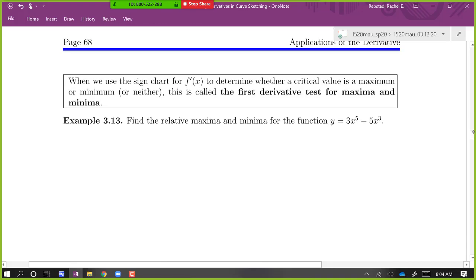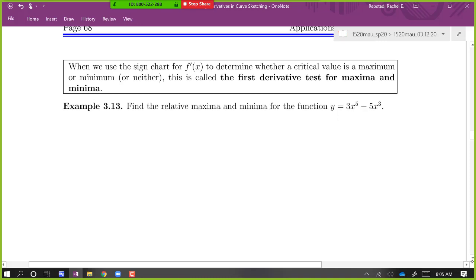It's important to note that the sign actually has to change. It's possible to have a 0 derivative, but the sign doesn't change. Like it could go from negative to 0 to negative, or positive to 0 to positive, and that doesn't correspond to a maximum or minimum. So let's do another example. We want to find maxima and minima for this function, 3x to the 5th minus 5x cubed. If I'm looking for maxima or minima, I'm going to use the derivative. That's my first step. So let's find y prime.